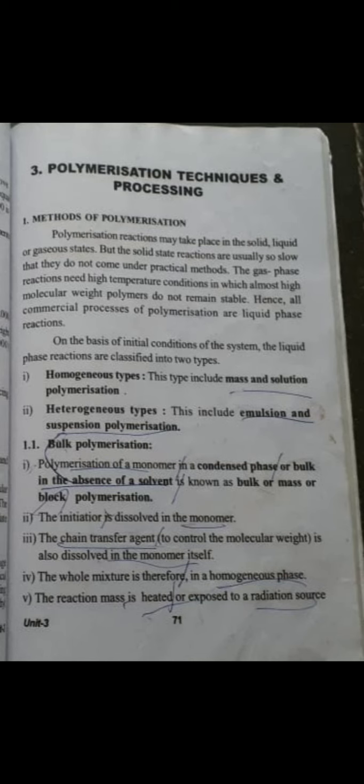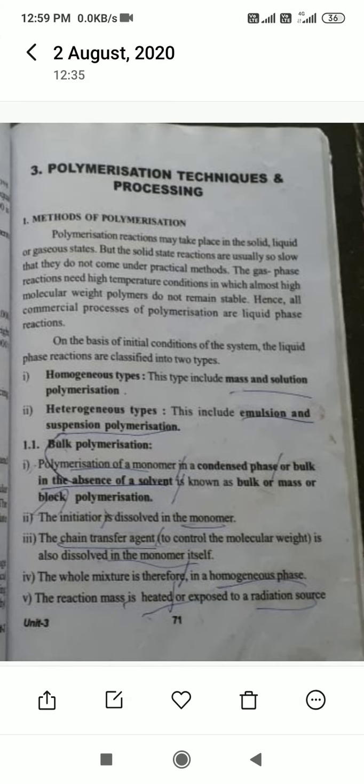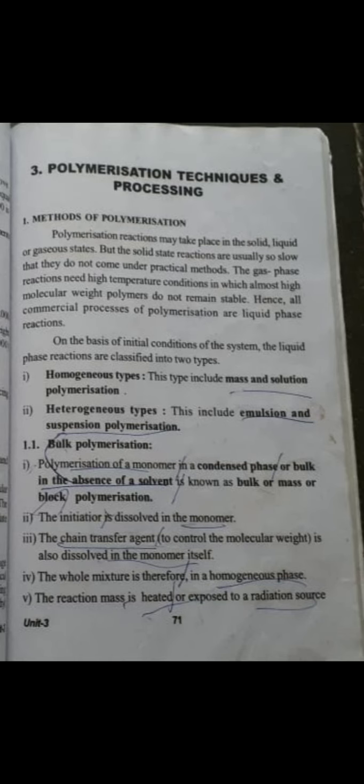In this bulk polymerization, the monomer and initiator are dissolved together in the absence of a solvent, so it is known as bulk polymerization, mass polymerization or block polymerization. The initiator is first dissolved in the monomer. The chain transfer agent is also dissolved in the monomer itself. The chain transfer agent is used to control the molecular weight of the polymer.